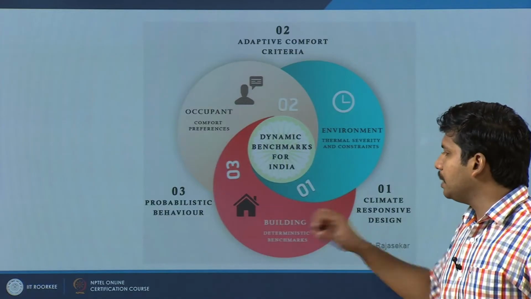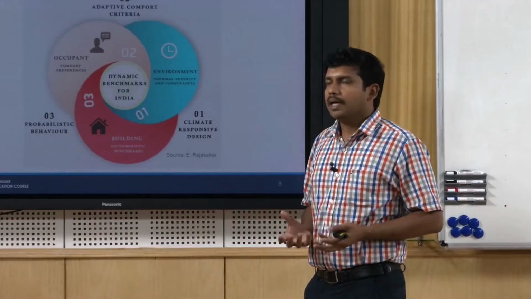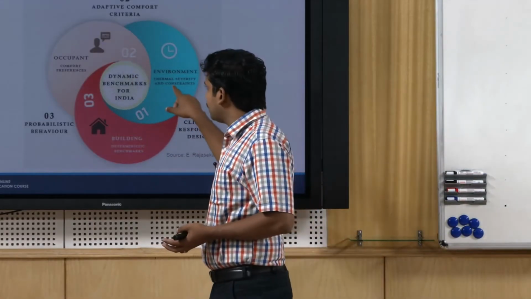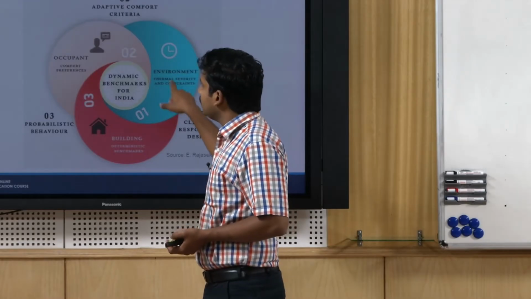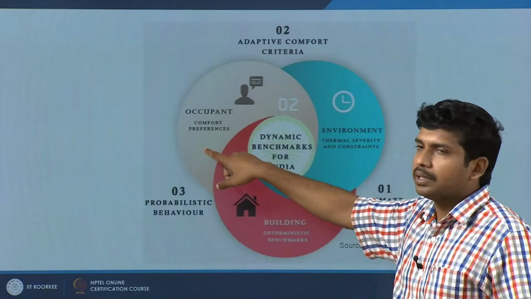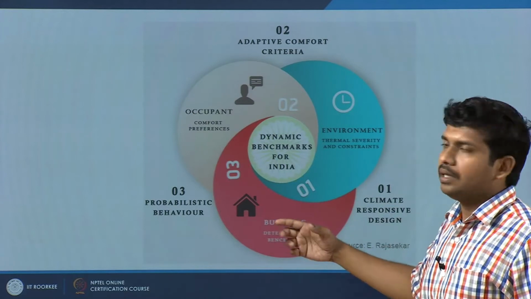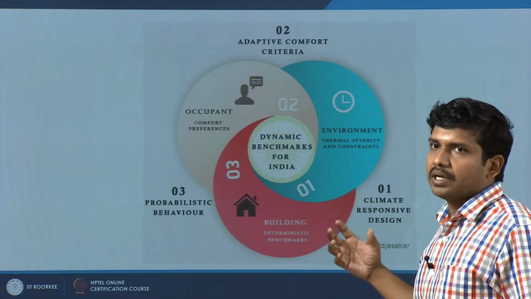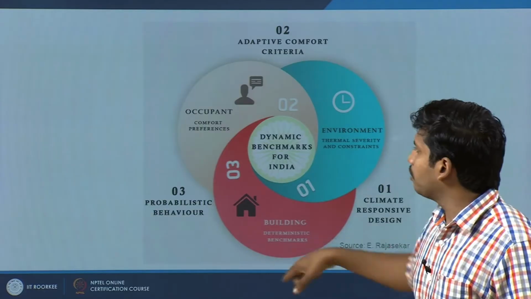Then number 3 comes the building. How we design a building, actually this is where we are going. We started the module from environment, now we are moving towards comfort and occupant. Next we will be talking more about building, then we will go to comfort and energy efficiency in buildings. This is where we are moving around.